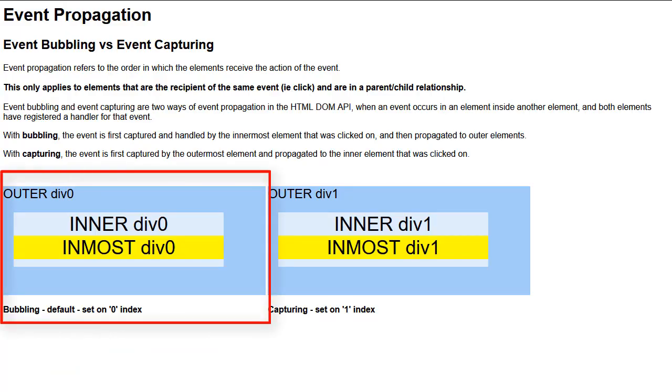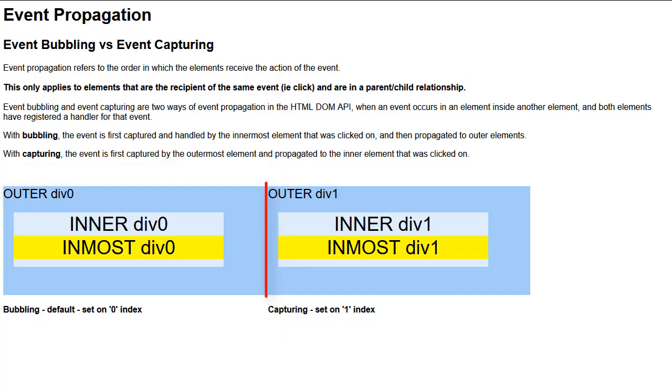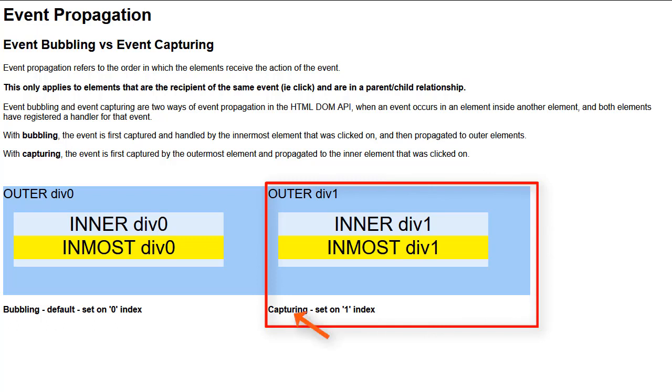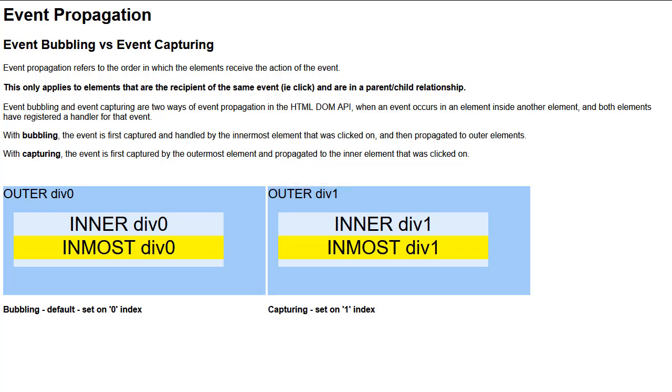So looking at our screen, the set of divs on the left will have what is called event bubbling, because by default, the capture parameter is set to false or is non-existent, which is the default. So by default, we have event bubbling. The div on the right, we have event capturing because we set the argument to true. All of the click events are calling alerts.